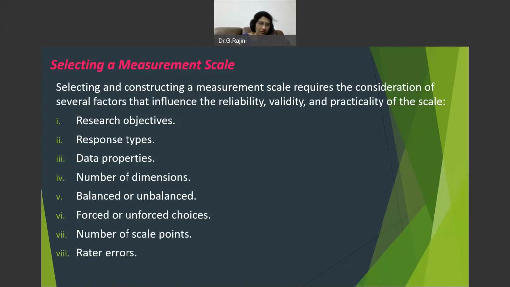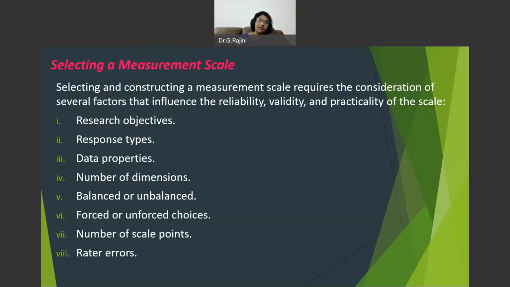Then we look into whether it's balanced or unbalanced, whether it comes as forced or unforced choices, forced distribution, or whether it can be an open-ended question or a closed-ended question. So if you give an option of not applicable, then they can come out of that. Okay, number of scale points, I told you, like a 3-point scale and a 5-point scale work out better in different contexts.